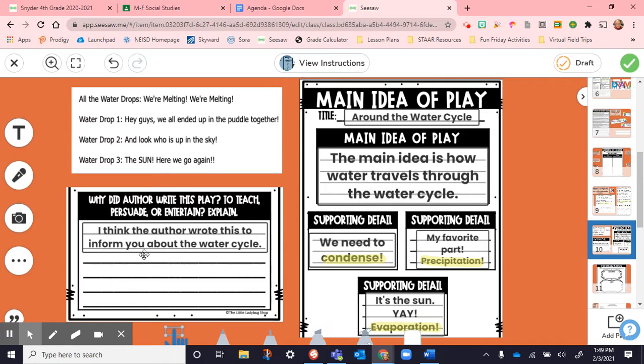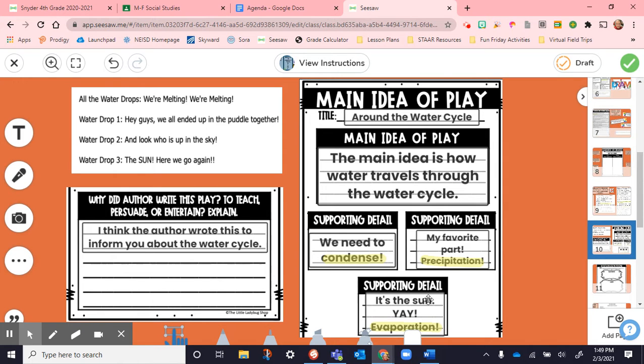And so we said, we think the author wrote this to inform us about the water cycle. Then we said, okay, that was their purpose. That was why the author wrote it. So we were learning things as we were reading it. They were informing us, teaching us something. And then, all right, so we've got our title here. The main idea is to show how water travels through the water cycle.